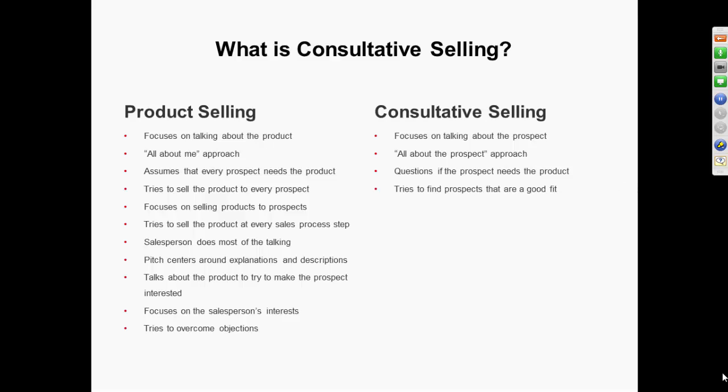Product selling, you try to sell the product to every prospect, because we know that not every prospect needs what we sell. With consultative selling, we don't try to talk prospects into wanting what we have. We spend time trying to find the prospects that need what we have, because we know that there are people out there that need what we have. What we sell offers value, and there are people that need the value that we have to offer. We just need to find those people.